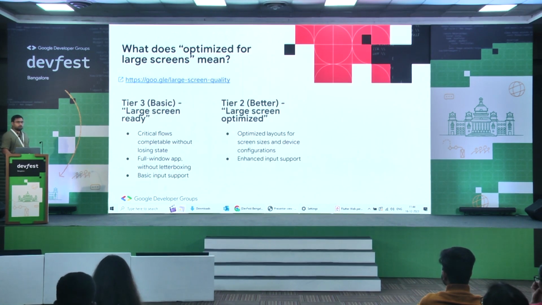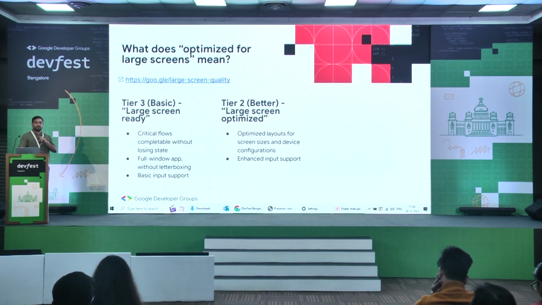Now talking about tier 2. Tier 2 is tier 3 plus something. So tier 2 is optimized for screen sizes and device configuration. It does not mean that your app is just a large phone app, but your views are literally optimized for this extra space available to you. For example, if you see WhatsApp on a large screen, you can see the list-detail page, or Gmail for that case. So list-detail and supporting pane layouts are different examples of optimized UI for tier 2.